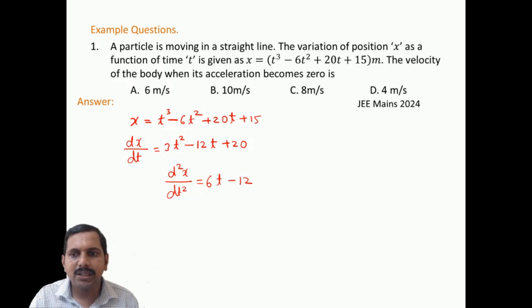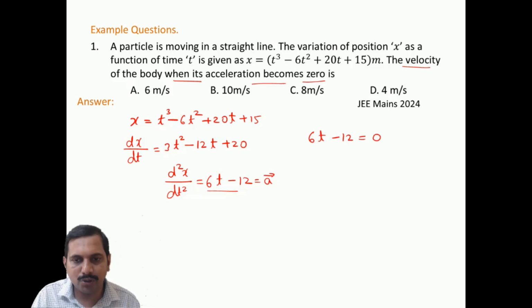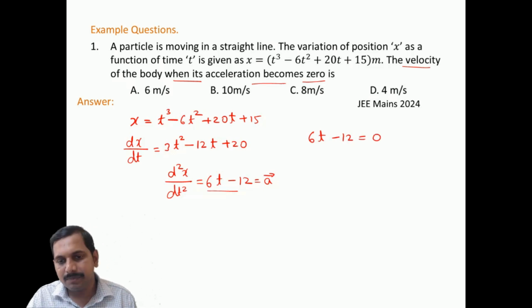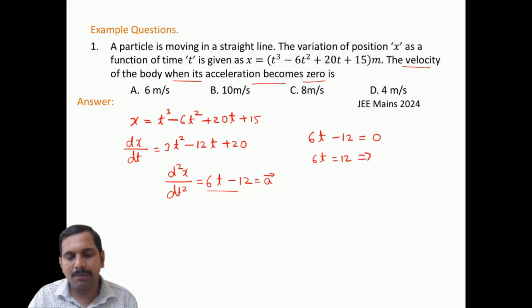What is asked? The velocity of the body when the acceleration becomes 0. Means what is this? This is the acceleration, right? And this has to be 0. Means we have 6t minus 12 should be equal to 0, and this comes as 6t should be equal to 12. This implies time should be equal to 2 seconds, right?